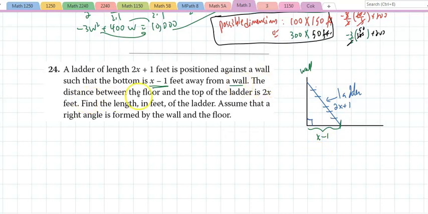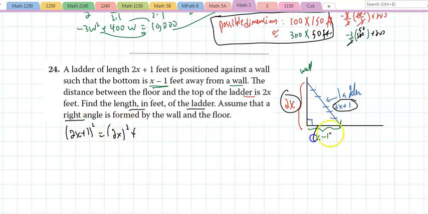The distance between the floor and the top of the ladder is 2x. Everything's in feet. Find the length in feet of the ladder. Assume that the angle formed with the wall and the floor is 90 degrees. That's always the assumption unless they tell you otherwise. And what do you know about this? I know this is using the Pythagorean theorem. 2x plus 1 squared equals 2x squared plus x minus 1 squared.